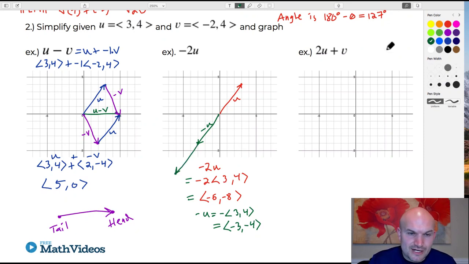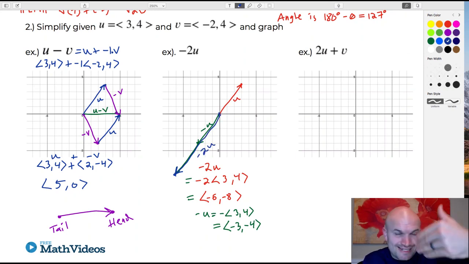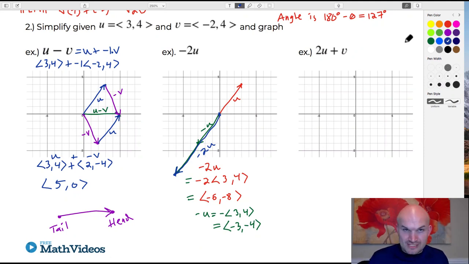So you can see here that this vector is negative 2u. So it's double the length of u, and the negative you can see is actually reflecting it about the origin, or going in the exact opposite direction. So that's what the negative does. It goes in the opposite direction, and then you can see that the scalar basically either expands, multiplies the length of the vector, or it could also shrink the length of the vector.